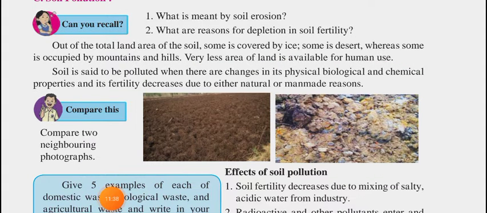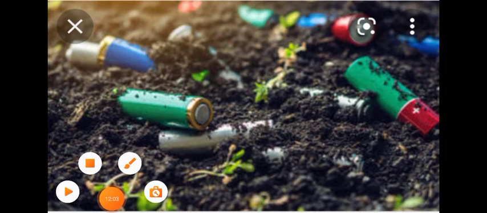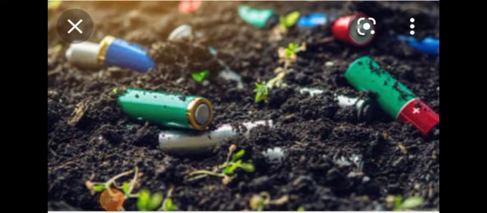We all know that most of the land is covered with ice, desert, mountains, and hills. Very little area is used for human use. Soil is said to be polluted when there are changes in its physical, biological, and chemical properties, and its fertility decreases due to either natural or man-made reasons. Now, behind soil pollution, a lot of reasons are there.